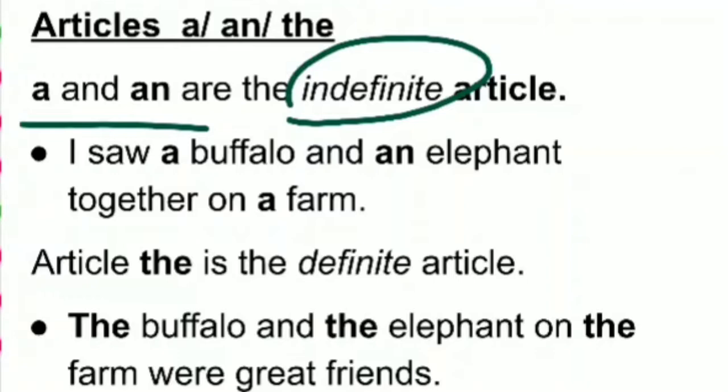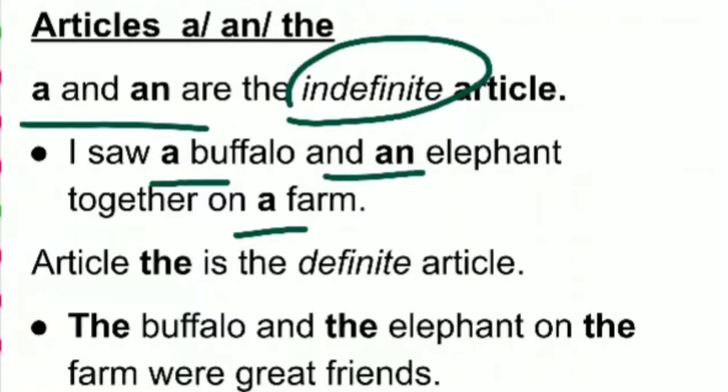Indefinite articles are used before the noun to show the particular noun we are talking about. Indefinite means the noun we are talking about is not known to us. For the first time we are talking about that particular noun. At that time we use indefinite articles such as a and an. For example, I saw a buffalo and an elephant together on a farm. Here a and an are the indefinite articles which are talking about the nouns buffalo, elephant and farm for the first time.